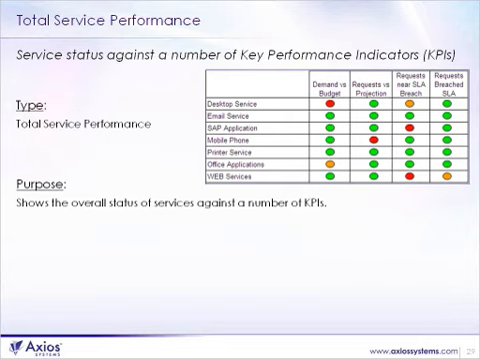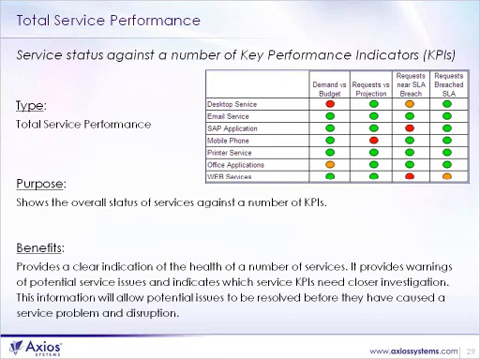So anything that turns amber, for example, there, we can maybe start to investigate why that is and see if we can actually resolve that particular issue. And as I say, the benefits here, it provides a good indication of the health of a number of different services. It gives us those warnings, it gives us that heads up of potential issues with those services, which we can investigate and, as we said, perhaps stop it becoming critical.